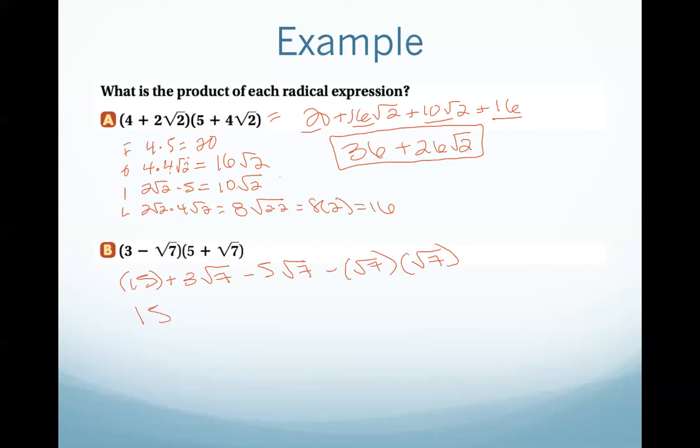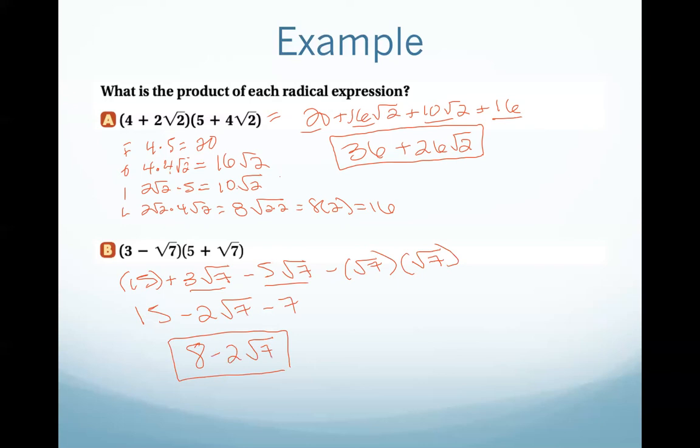So I have 15. These are like radicals. So that's minus 2 times the square root of 7. And then square root of 7 times the square root of 7 is 7. So that's minus 7. 15 minus 7 is 8, minus 2 times the square root of 7.